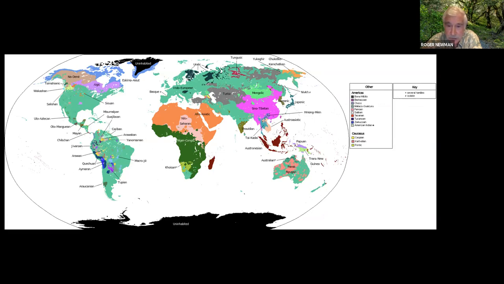In Australia, there are two major language groups. The ones in the north apparently came there more recently, and everywhere else is what you see there in pink. But previously they were, of course, more widely spread. The language families give us some clues as to migrations.